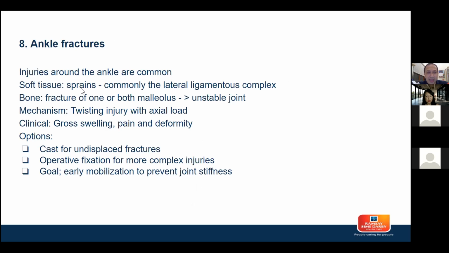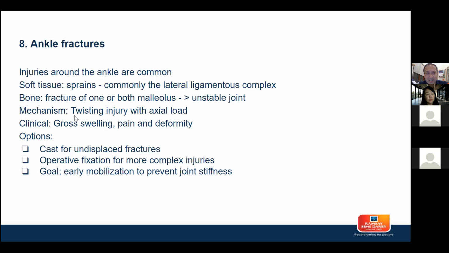So injuries around the ankle are surprisingly common. They can range from simple soft tissue injuries, which are sprains, very, very common. Usually they twist their ankle while playing some sort of game or just stumble around. And you can get fractures of one or both of the malleolus, which invariably makes the joint unstable. Mechanism is usually a twisting injury of the ankle with an axial load. So you just imagine yourself spraining your ankle. You step on it and you twist the ankle.